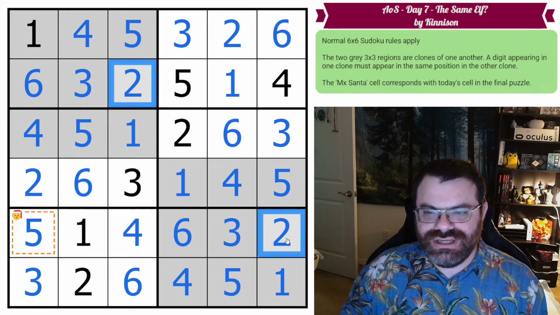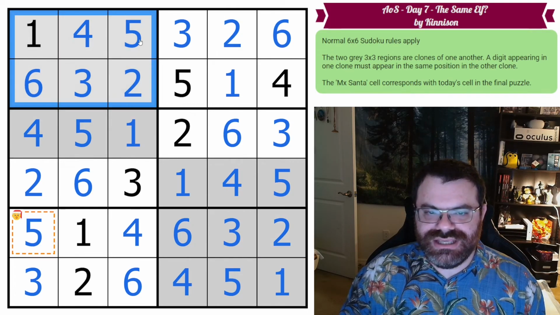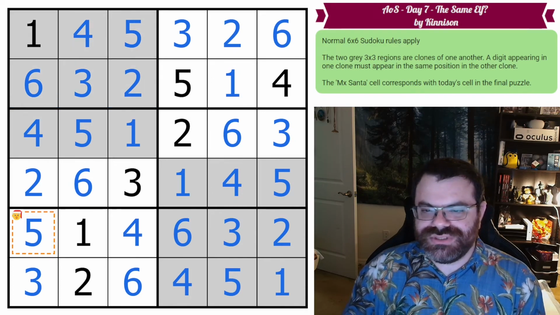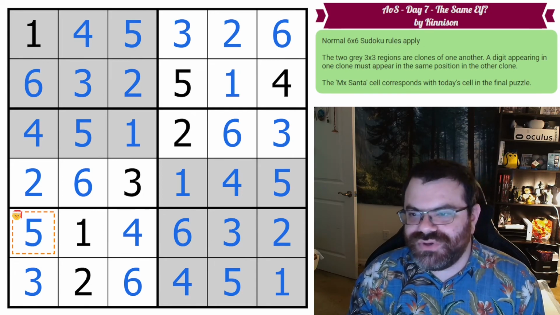All right, well, pretty straightforward but it does teach you how to scan clones, because you kind of need to consider what both of the cells are seeing and then how that affects things like hiddens and boxes. So I think that was a really neat demonstration of how clones kind of interact with the way you scan the grid.